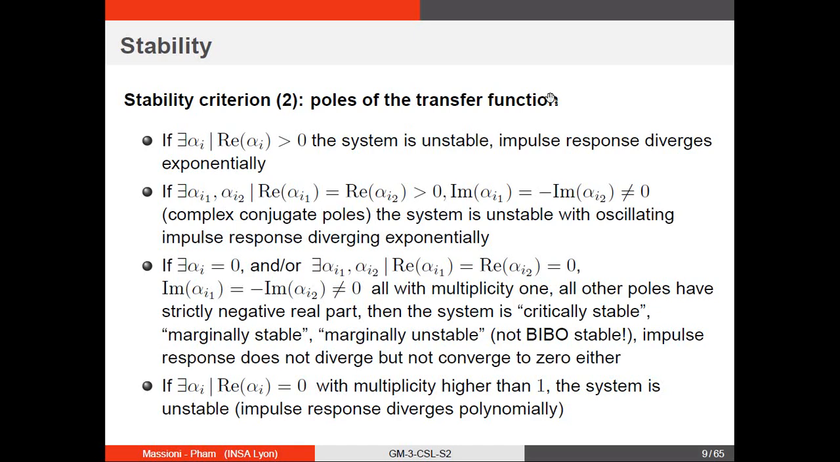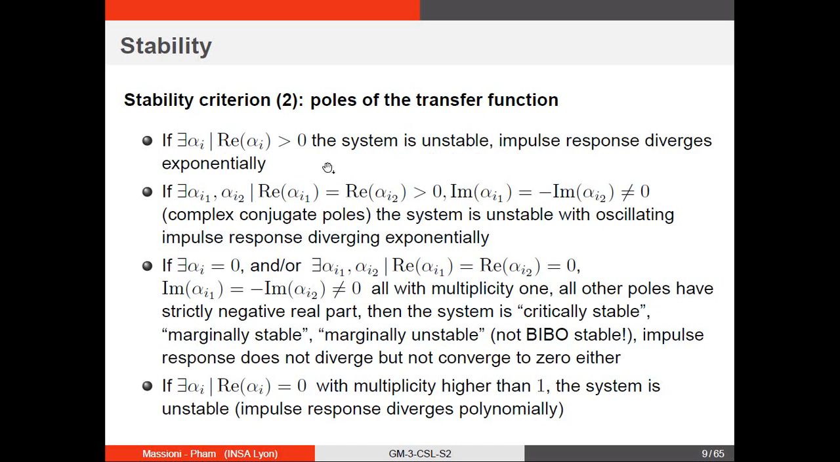Unstable is not the contrary of BIBO stable. If a system is not BIBO stable, you might have different outcomes, and this is the list of the possible outcomes. If you have at least one pole with a strictly positive real part, the system is unstable, which means that the impulse response will go to infinity exponentially.